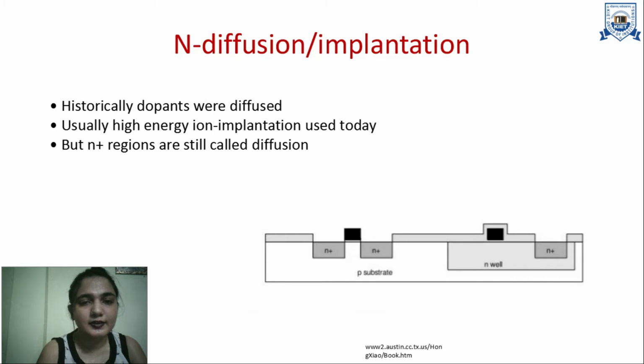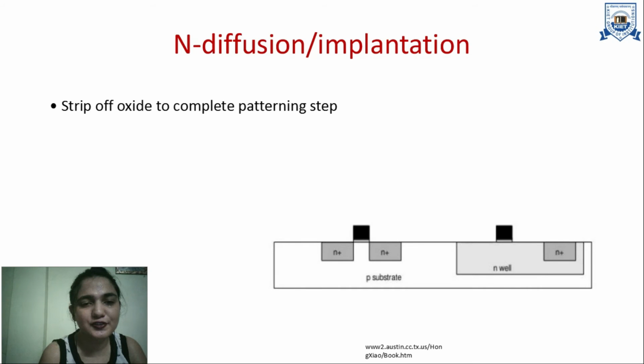Here you can see we have performed the diffusion and implantation, and we have N plus ions, and in the N well also we can have the N plus ions. Historically dopants were diffused, but these days we usually use high energy ion implantation. But N plus regions are still called diffusion regions. In the previous video also I was using the term diffusion. The term we use these days is diffusion only, even though we are performing ion implantation. Then we will be stripping off the oxide, and we will have the complete patterning step.